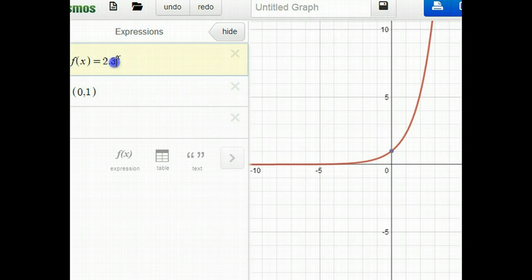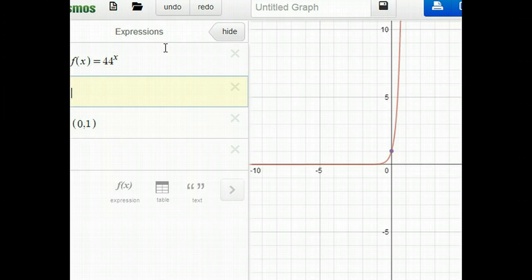So even if I change the base value from 2.3 to, let's say, 44, as you can see here, it still crosses through the point (0, 1). It still has a horizontal asymptote, and it still has a domain of all real numbers and the range of all positive numbers. Let's see what happens if I change from a smaller number to a bigger number. What happens if I change to a smaller number.